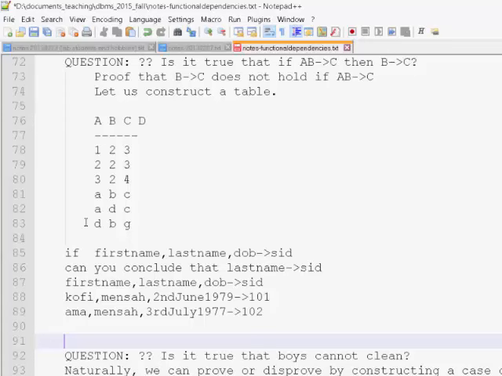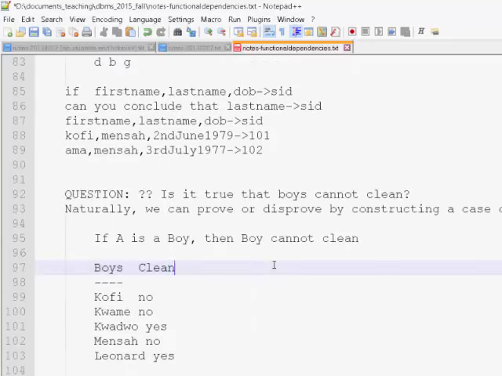So if we say, okay, prove that boys cannot clean, then you say, okay, if A is a boy, then B cannot clean, then you can say, okay, I have some boys. Right? And then I also have some cleaning. Then you list. But the moment you find some which contradicts the original premise you made, then you can say, oh, you know what? I have disproved what you asked me. Right? So that is the concept. It's the same thing I did before, except that now it's just two columns. So that's another exciting one.